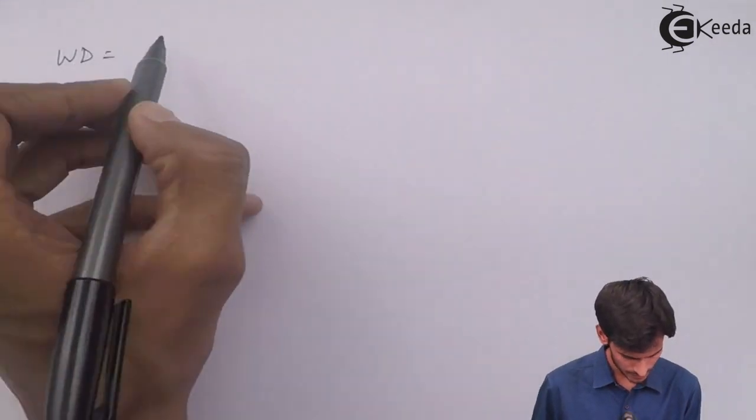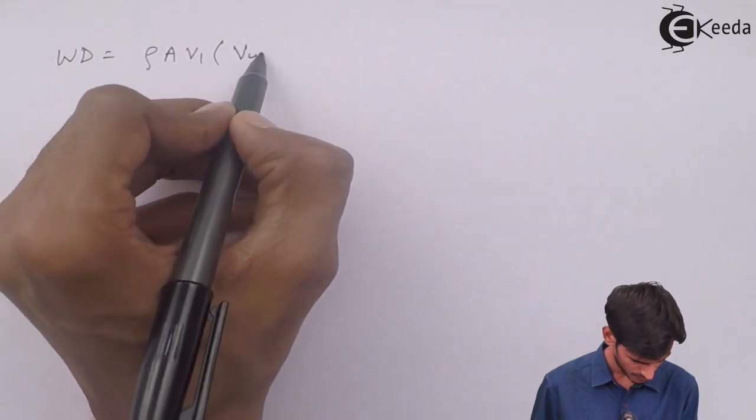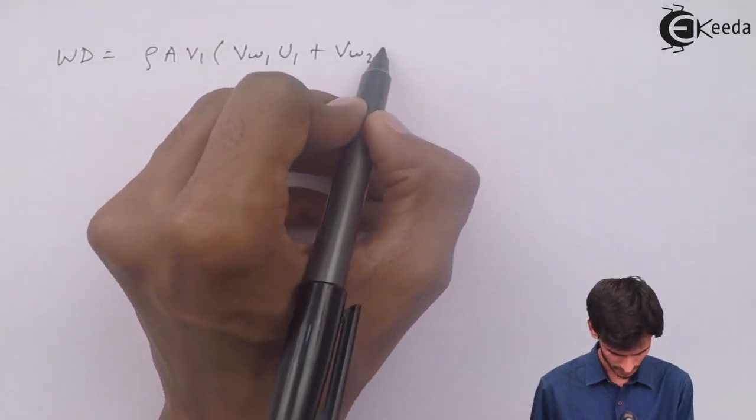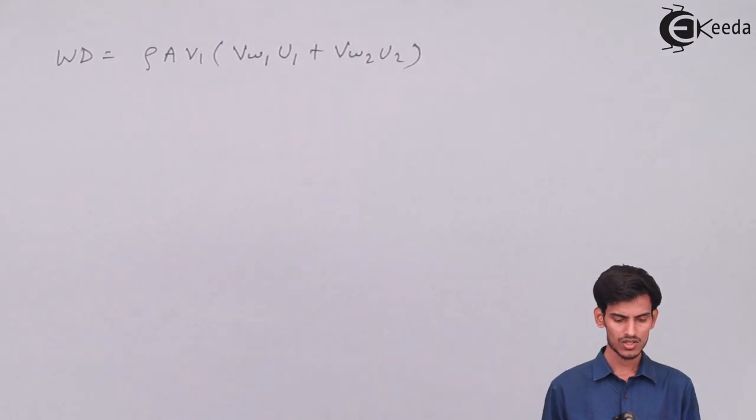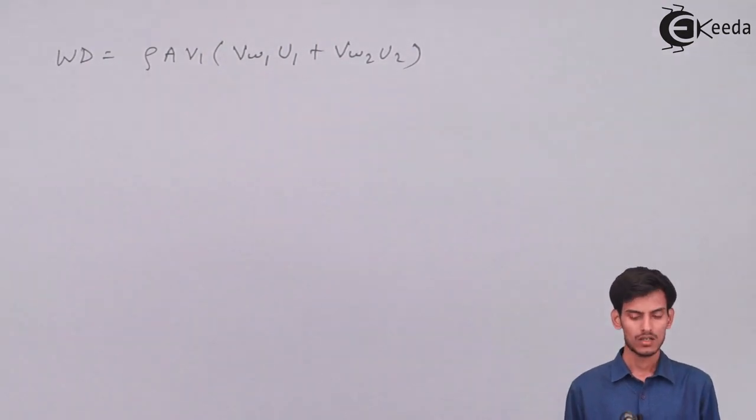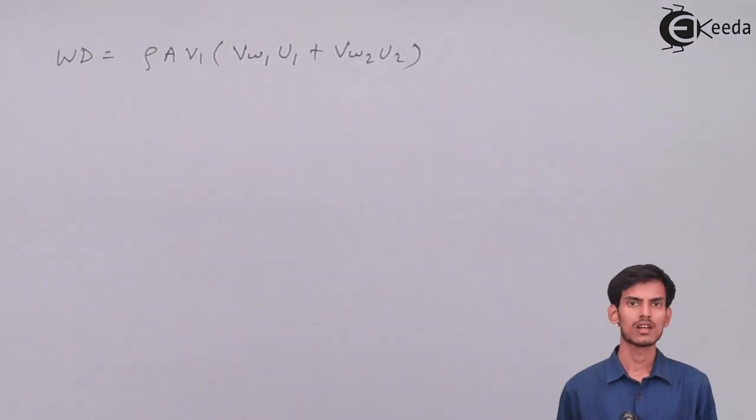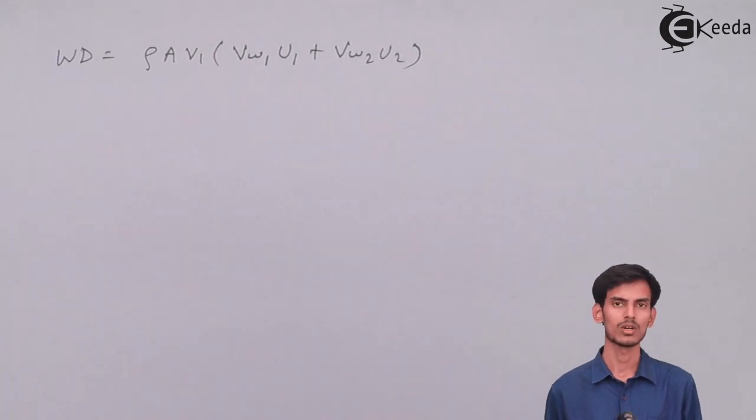Now R1 into omega is nothing but linear velocity. We all know that V is R omega, so R1 times omega gives the linear velocity of the blade at the inlet, and R2 omega gives you the linear velocity of the blade at the outlet. So this is the formula for work done, and next we'll see what is efficiency, and once we know the work done, we can easily get the efficiency value.